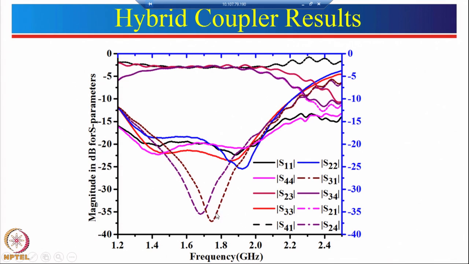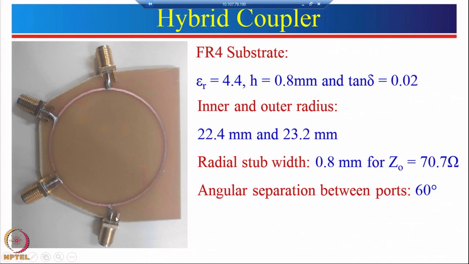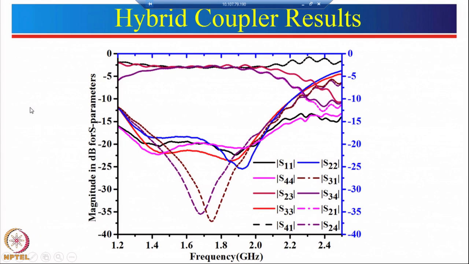Similarly, if you feed at port 4, let us take maybe this as port 4, then the power at port 2 will be very low. So, you can see S24, that is this one, is very low. In this way you can design a hybrid coupler.